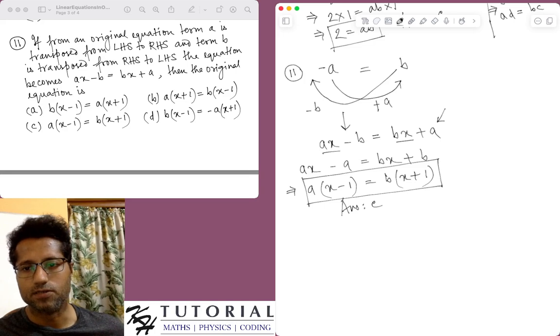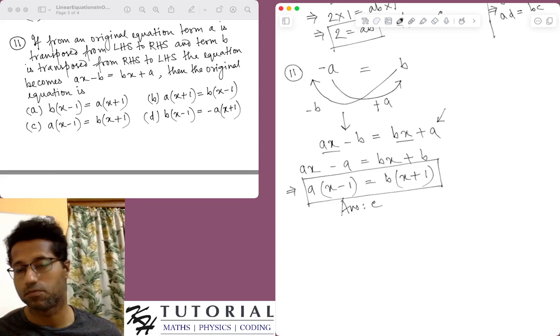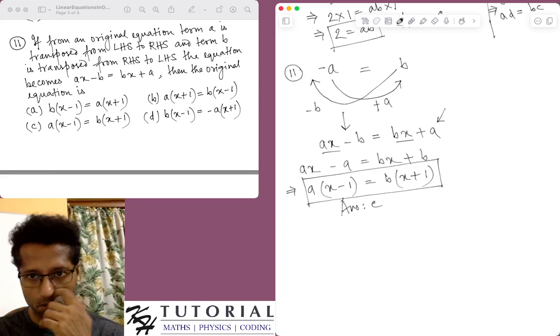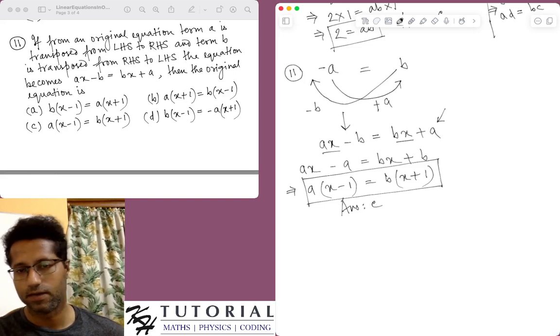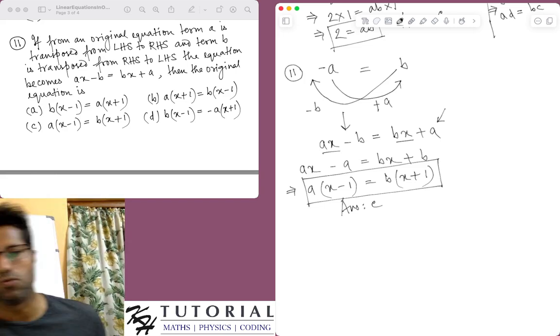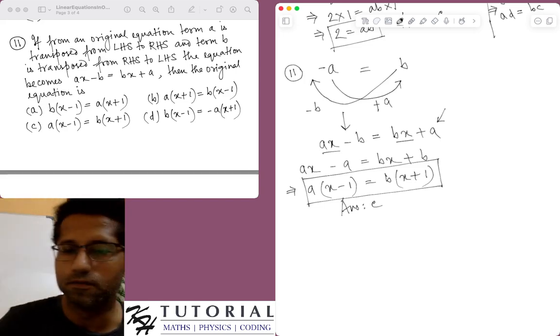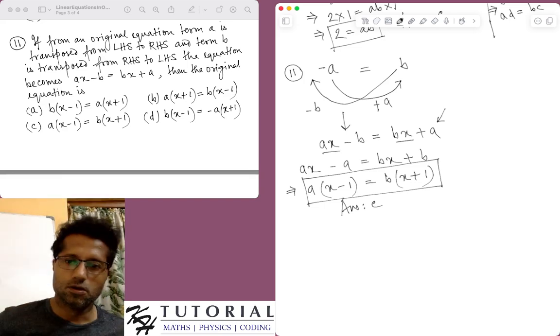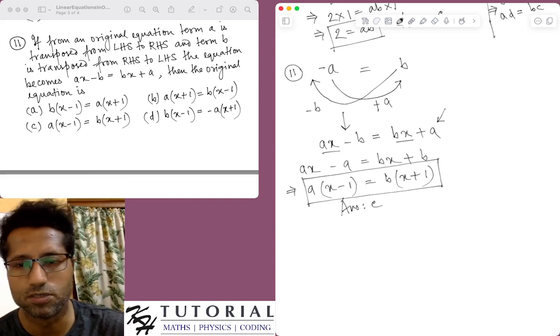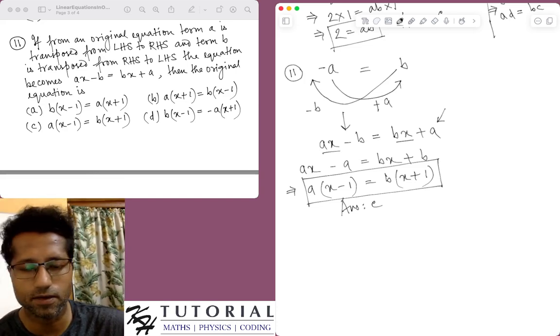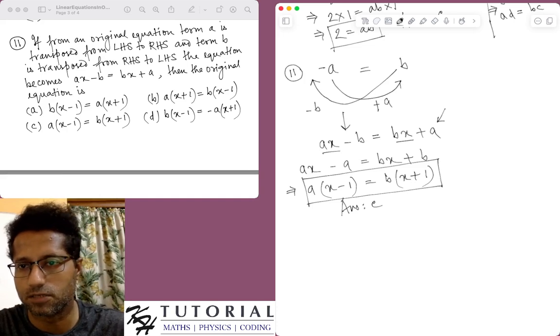Similarly, we see in the final equation that in the LHS there is minus B, and it is saying that from the original equation B was transposed from RHS to LHS. So after transposition, if we see minus B in the LHS, then definitely we can say that B was transposed from RHS. Only then it will become minus B in the LHS. So I hope it's clear. You just need to understand the concept of change of sign when you transpose terms.